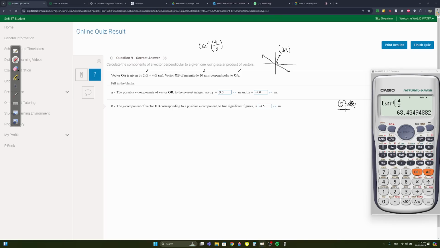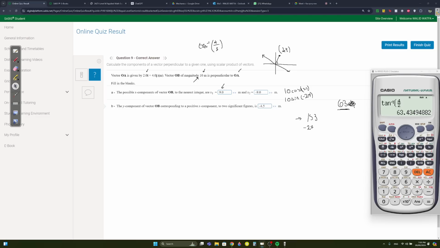Okay. Now 63 plus 90, you're going to get 153. And 63 minus 90, you're going to get negative 27. So we're going to solve now to find the x component using both these angles. How do you find the x component? It's always magnitude times cosine of theta, right? The magnitude is 10. So our first one is going to be 10 cosine 153. And then our second one is 10 cosine negative 27.